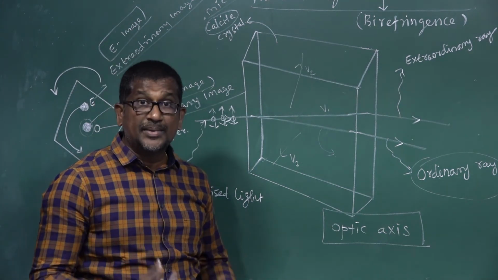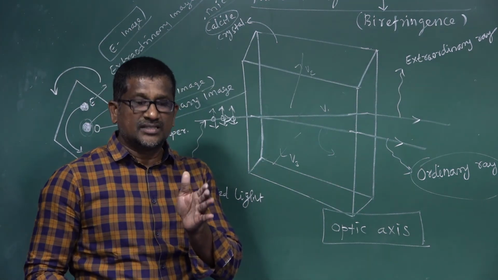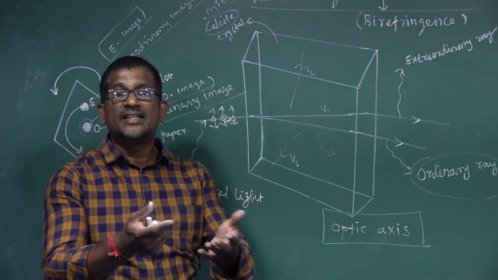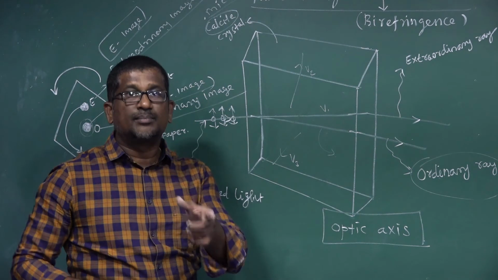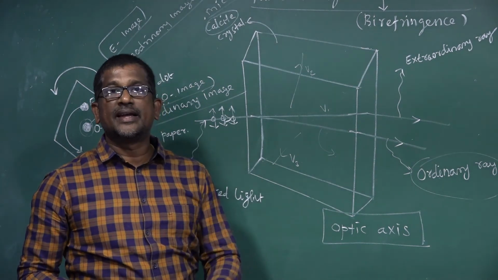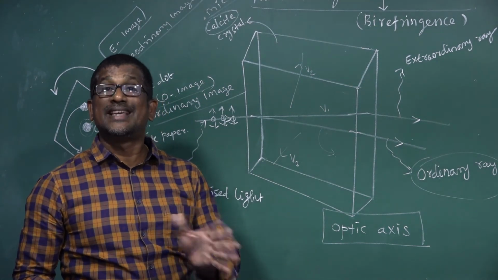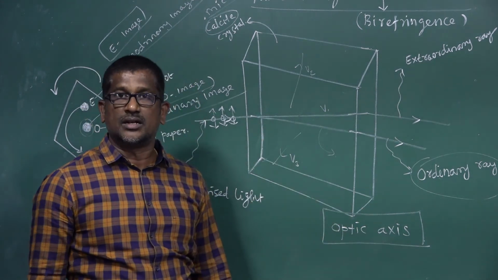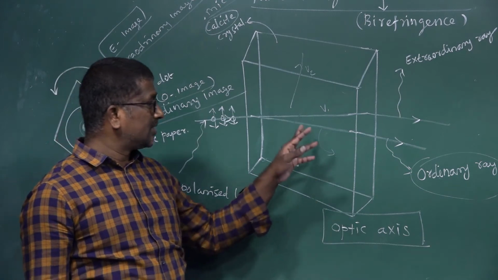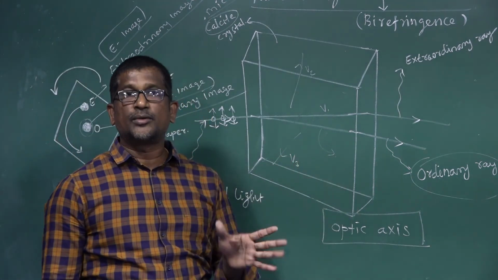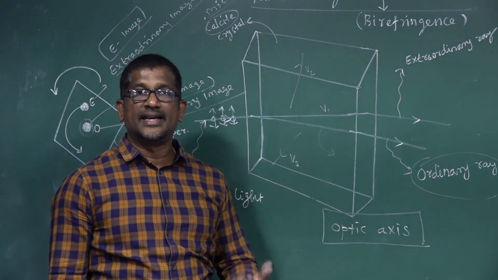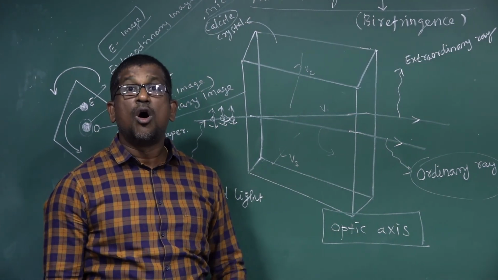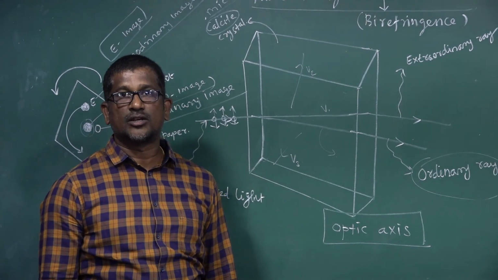Right? What is meant by optic axis? Optic axis is nothing but a direction inside the double refracting crystal. What is the speciality in that direction? In that particular direction, the ordinary ray and the extraordinary ray travel with the same velocity. So that direction is called the optic axis of the crystal. So inside the double refracting crystal, at one particular direction, the ordinary ray and the extraordinary ray travel with the same velocity. Such a direction is called the optic axis of the crystal.